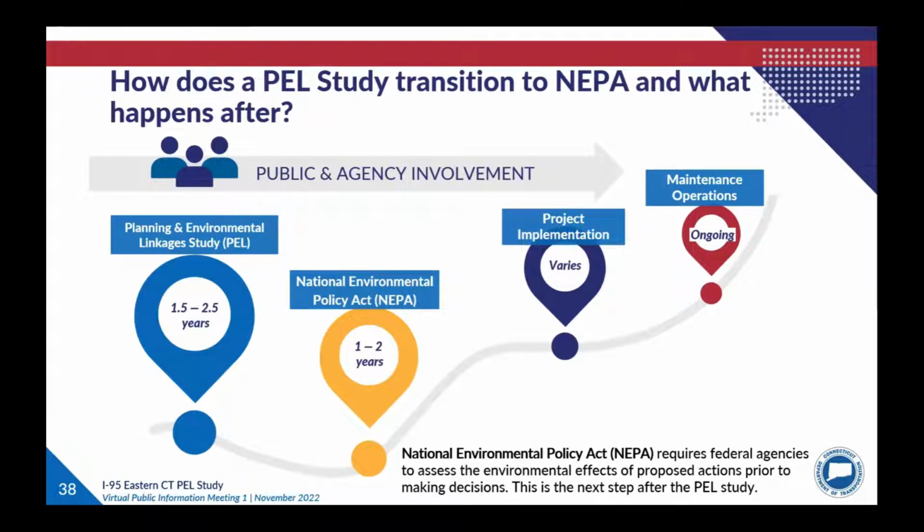Here's a quick look at what happens once we finalize the PEL study. The individual projects identified in the PEL study action plan can then progress into the NEPA phase as funding becomes available. The NEPA phase is where we confirm or refine the purpose and need, conduct the detailed environmental studies and a noise analysis, refine the alternatives, explore mitigation and commitments, and prepare the decision document. Project implementation includes the final design, right-of-way acquisition, permitting and mitigation, and construction. And finally, the maintenance of the roadway and right-of-way continues for the life of the facility.